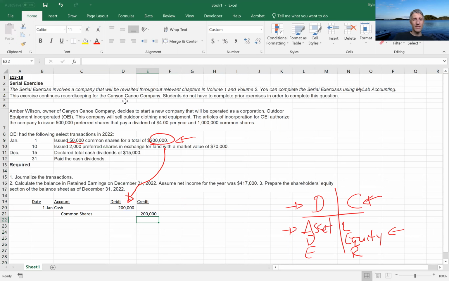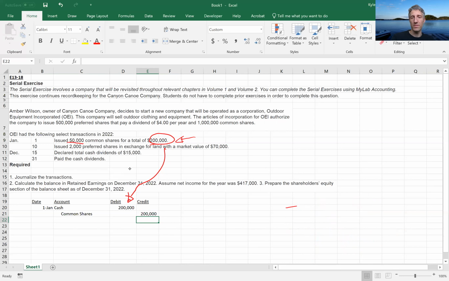There's an increased number of common shares outstanding, which means that there's an increase in the book value of common shares. Remember, we do the journal entry for the book value of what common shares are going to be on the balance sheet. And that's all we need to do for January 1st. So that was a fairly easy one to start with. And I'm going to mark it as complete, Jan 1.